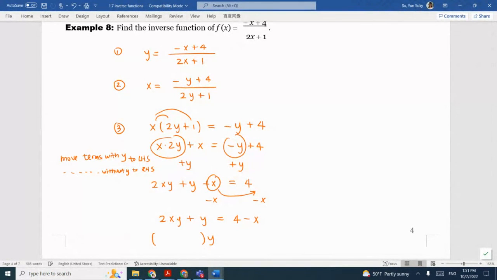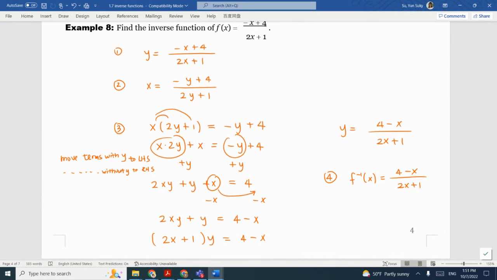And then, do you see because all the terms on your left hand side have the y, we can factor that out. What's inside the parentheses? 2x plus 1. Yes. So that's why y equals our right hand side divided by 2x plus 1. So, last step, this is the inverse function: 4 minus x over 2x plus 1.